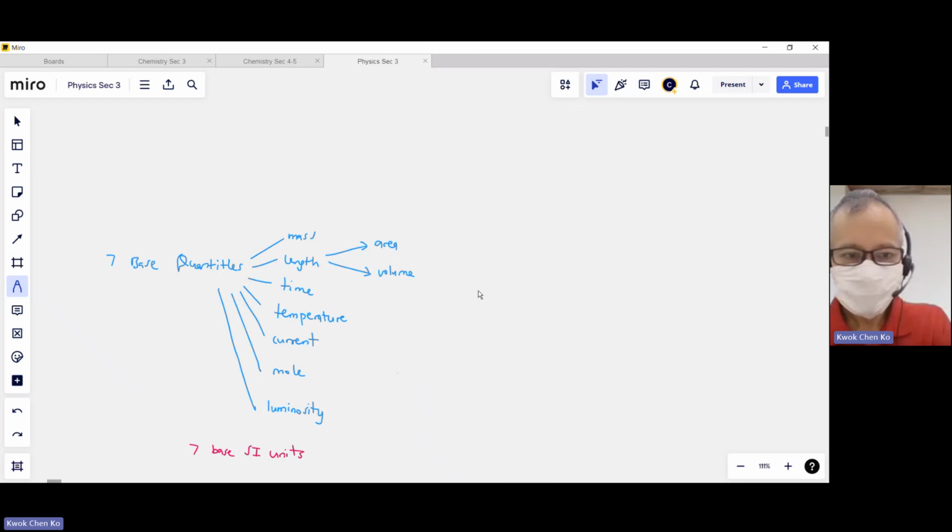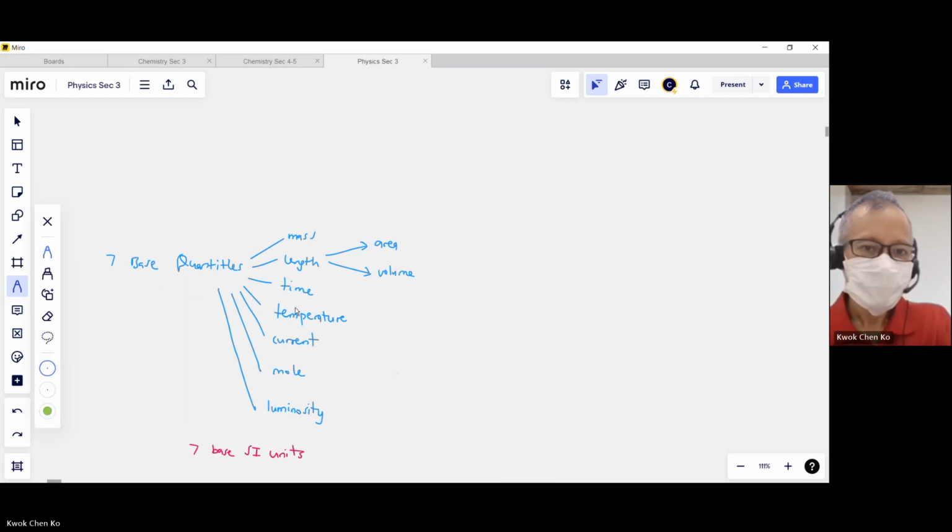Okay, I don't think I want to write that down. Now, instead, you are supposed to remember the SI units, or sometimes what we call the 7 base SI units, which correspond to these base quantities. Right. This is a lot more important for physics than for chemistry. Reason being, you need to use SI units for your formulas. Otherwise your formulas do not work.